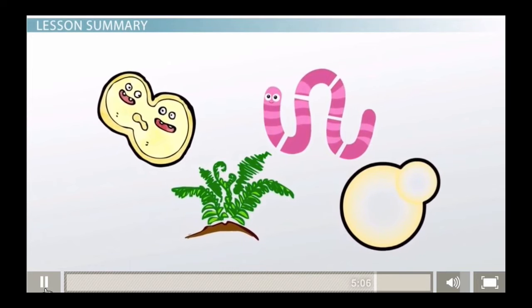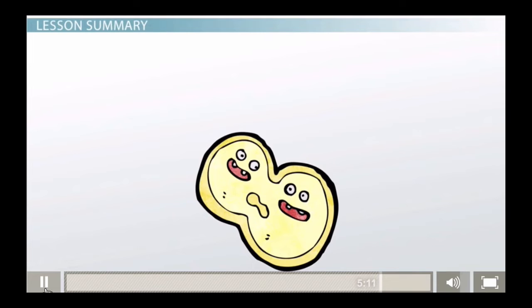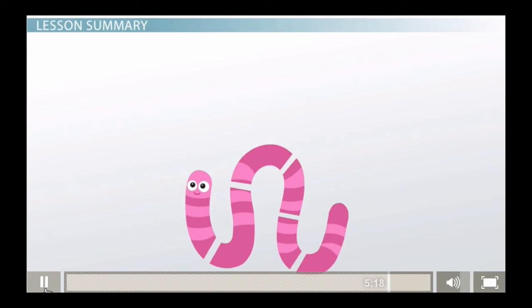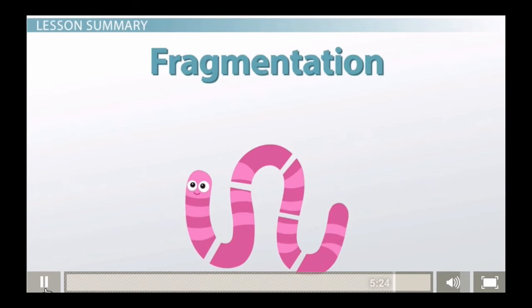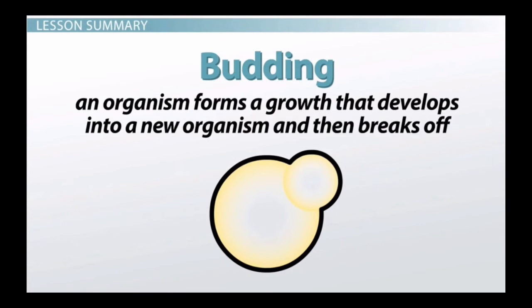For this lesson, we focused on different types of asexual reproduction. We learned that some simple organisms like bacteria can reproduce through binary fission, which is a process in which a cell divides into two cells. Other organisms, like some worms and starfish, can reproduce using fragmentation. With this process, we see that an organism splits into pieces and each piece develops into a new organism. Some organisms, like yeast cells, use budding to make their offspring. This happens when an organism forms a growth that develops into a new organism and then breaks off.